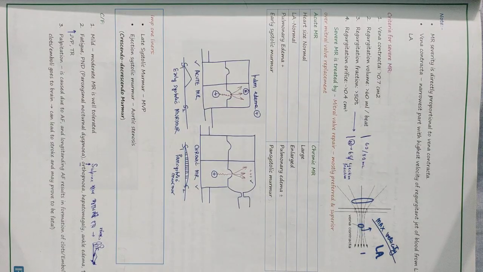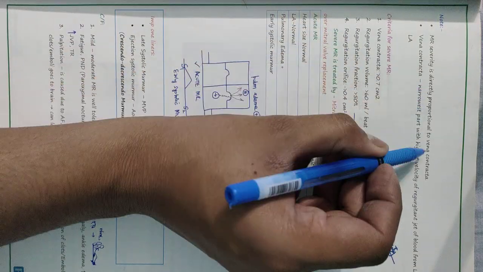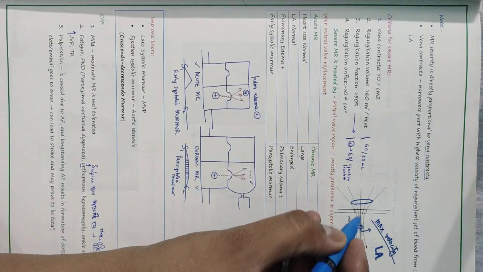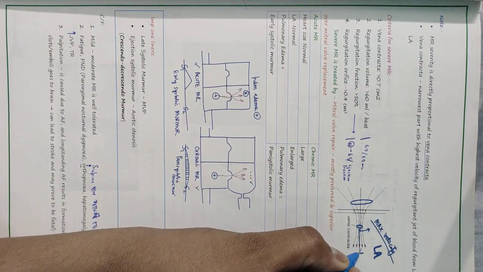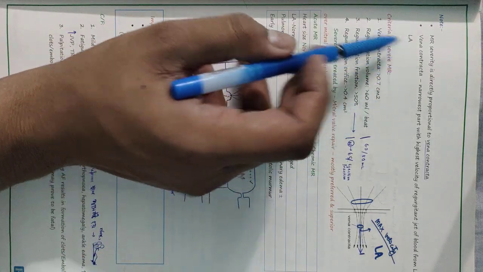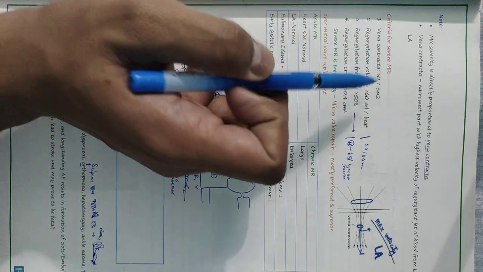Let's talk about the severity of mitral regurgitation. It is directly proportional to vena contracta. This is vena contracta, that means the narrowest part from where blood passes at the highest velocity. Okay, so vena contracta criteria for severe mitral regurgitation.